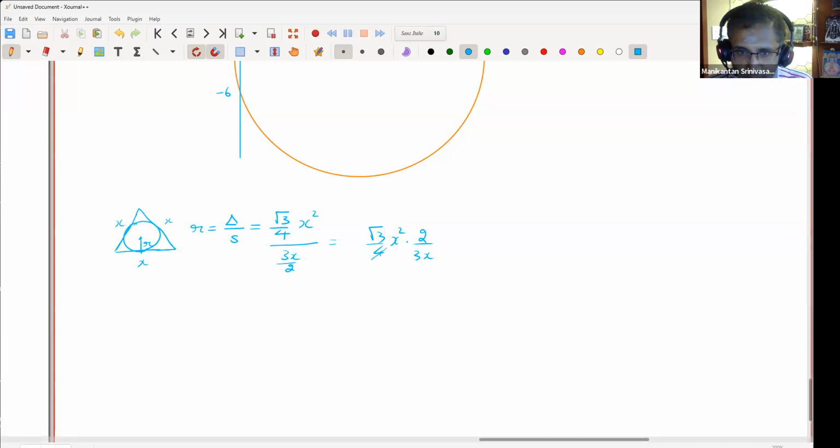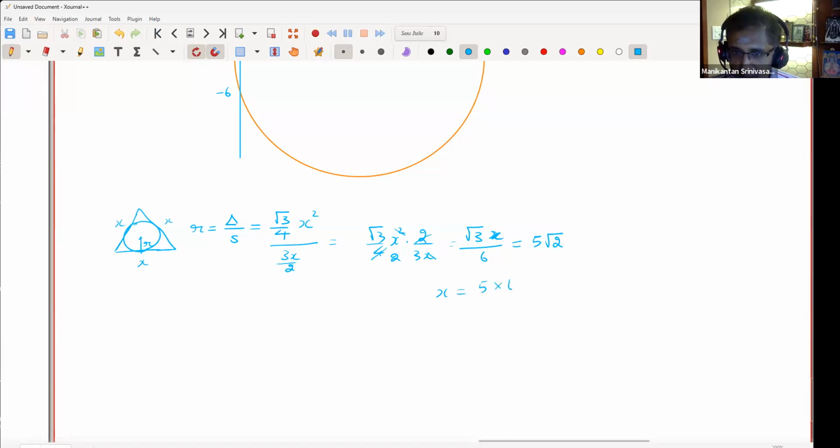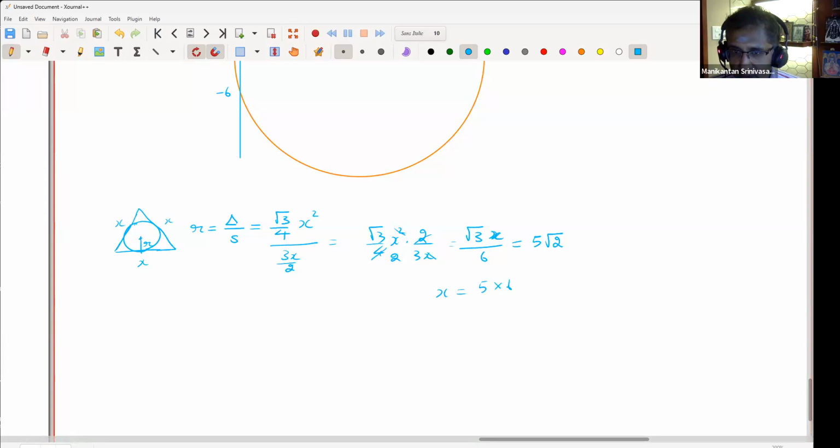So let's cancel some things. So this is 2. So this is x. So this is root 3x upon 6. Now this is the radius of the incircle. But we already calculated this in the previous step, it was 5 root 2. And therefore we know x, the side length. So it will be 5 root 2 into 6, okay, 5 into 6 root 2 by root 3. Okay, that's the side length of the equilateral triangle.